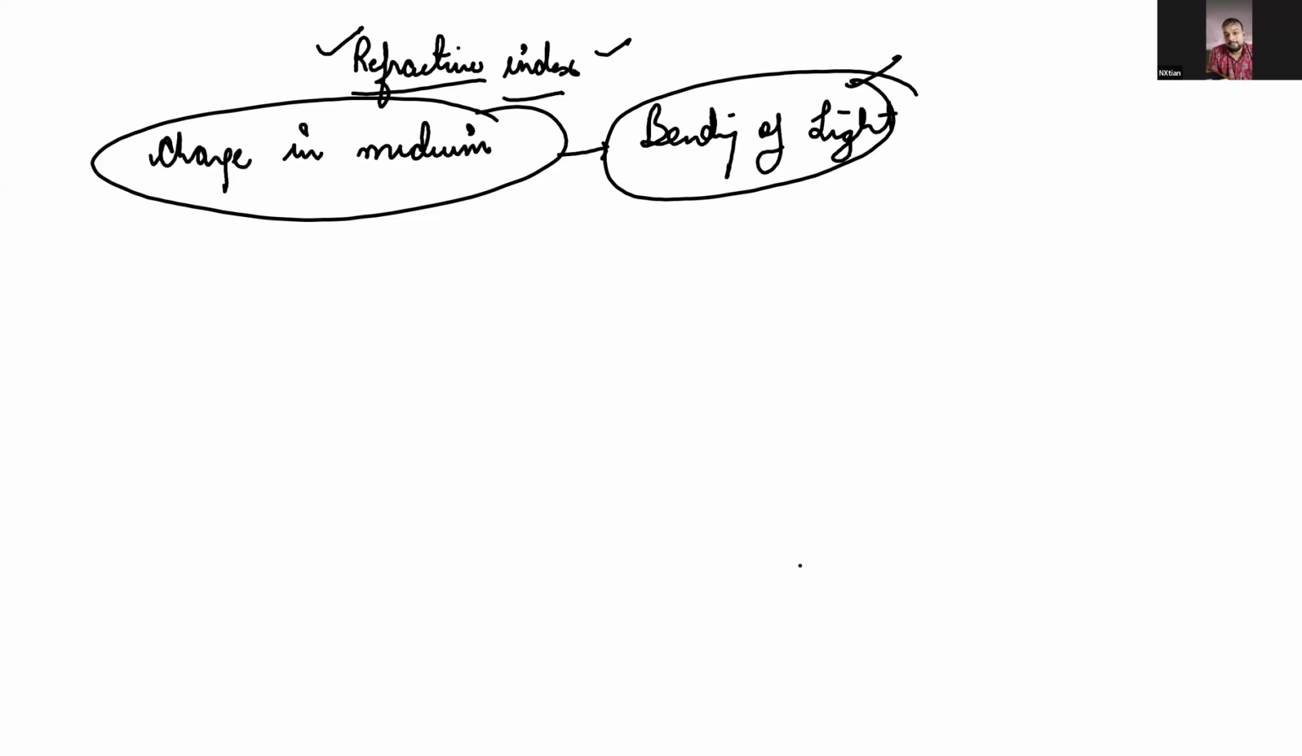Why does the bending change? Because of the change in the speed of light. Like what we learned, this is a rarer medium, this is a denser medium. The light which is coming in this, the particles are very far away from each other.